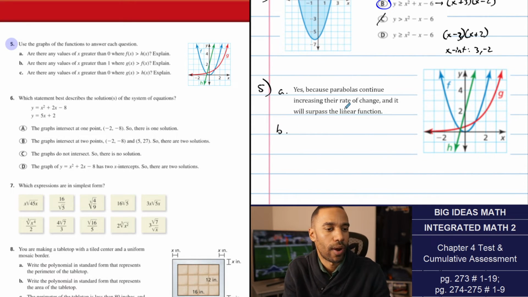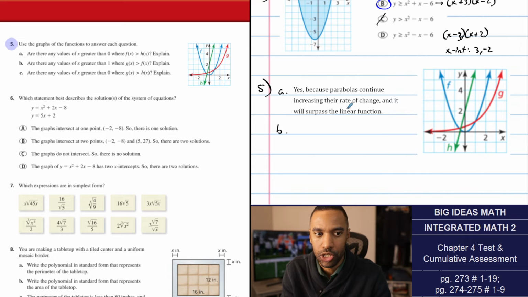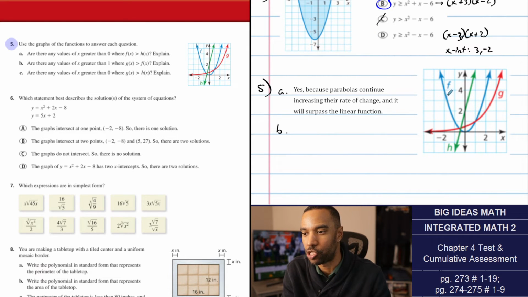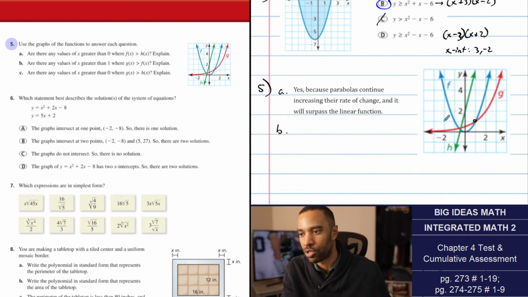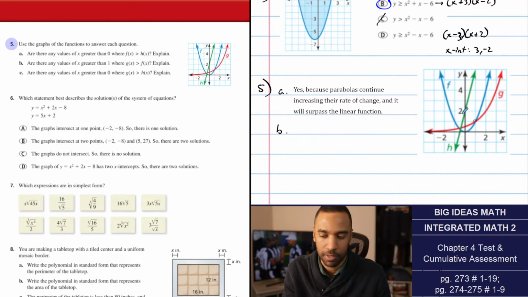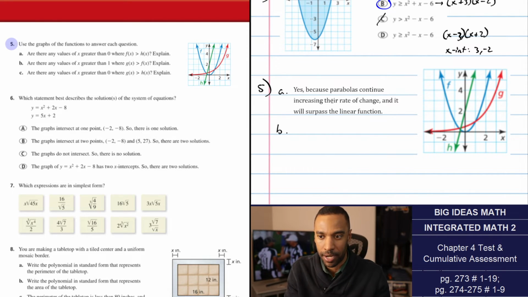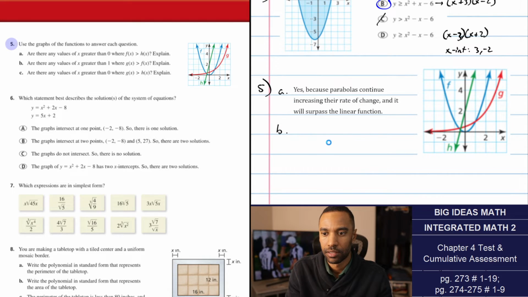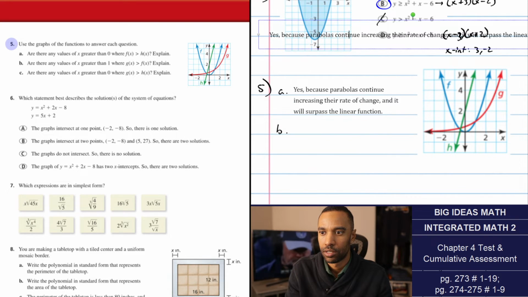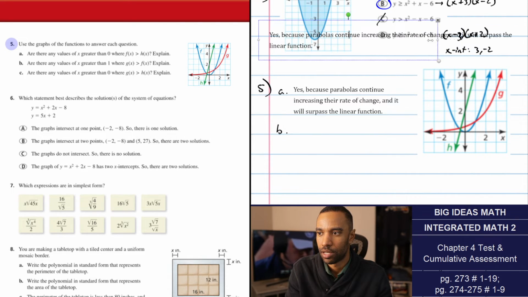Are there any values of x greater than 1 where g of x is greater than f of x? By the way, when they say f of x, g of x, stuff like that, they're talking about the y values. G of x is greater than f of x when x is greater than 1. See, this is why they say 1 here, because they're equal here together. So for g of x, yes. An exponential function will also dominate a quadratic. So, yes here as well.